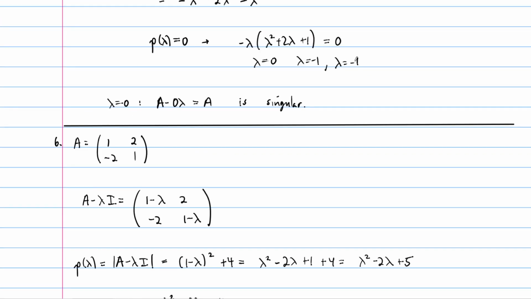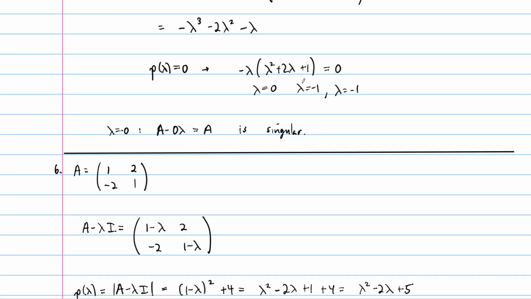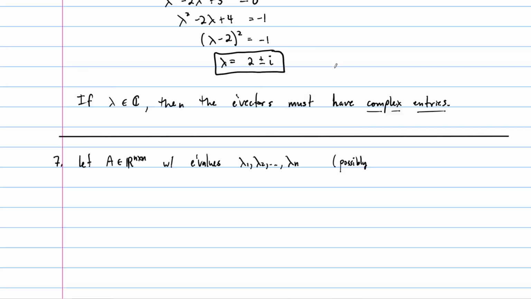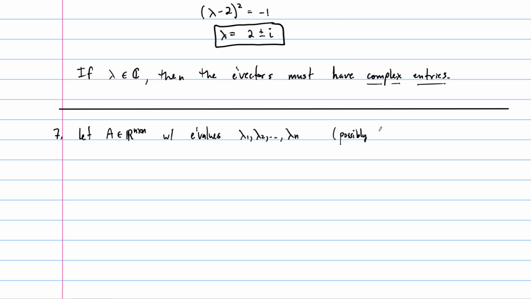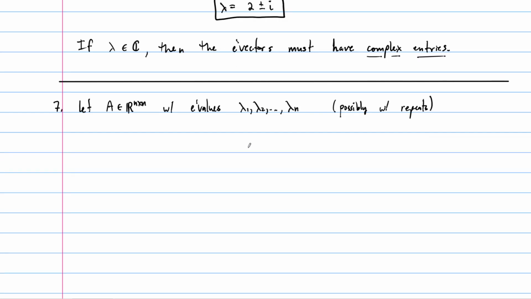This one had negative 1 happen twice, but there's 3 total roots of this characteristic equation. So it's possibly with repeats. In other words, if you have an eigenvalue with a multiplicity greater than 1, you count each copy of that as a single eigenvalue in what I'm about to say now.